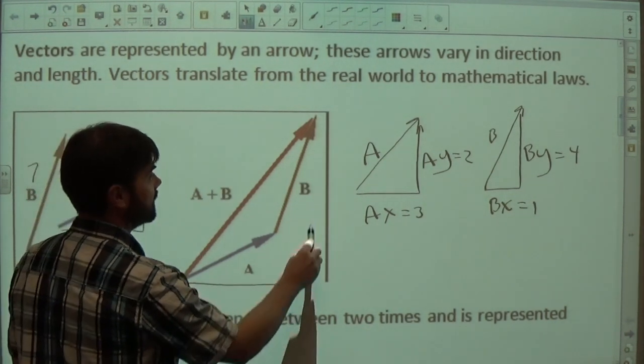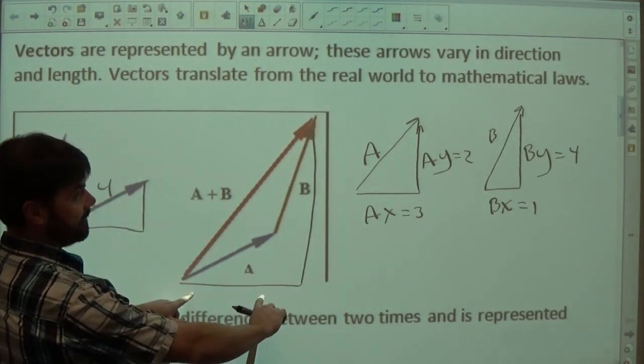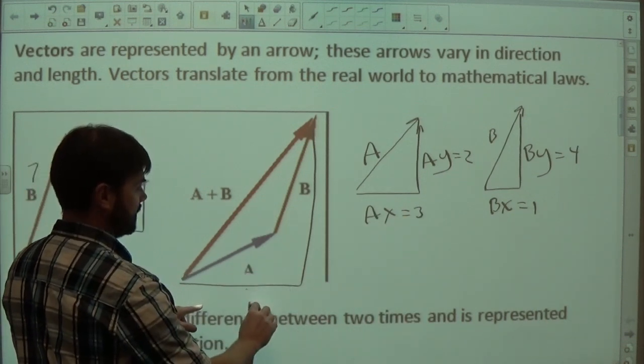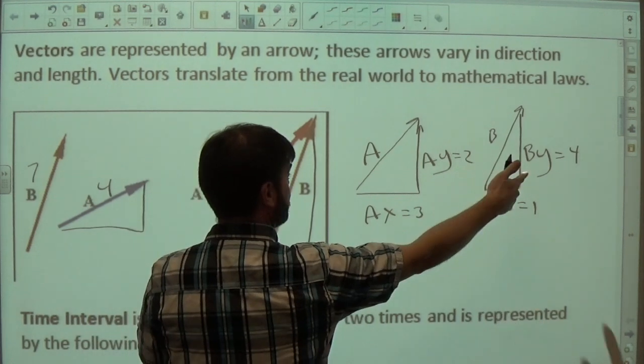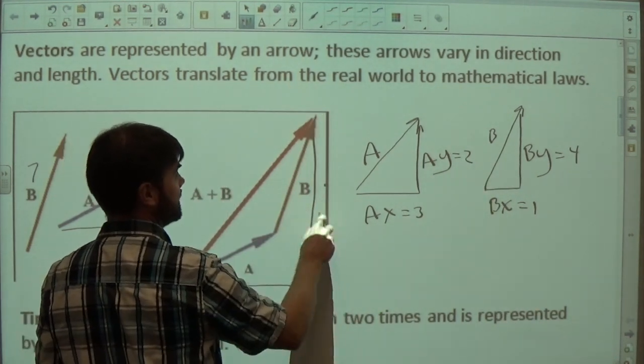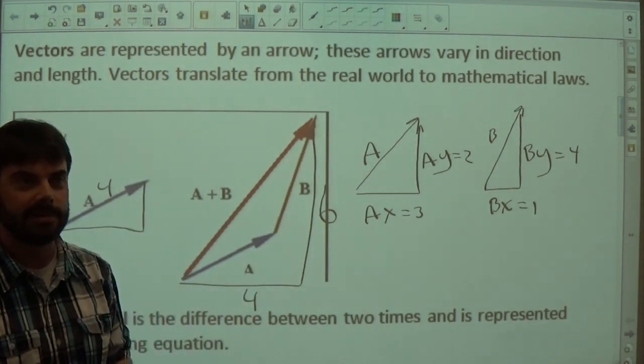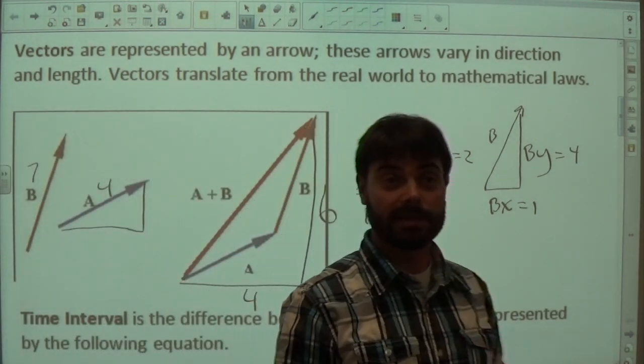then when we go to plug them all together from here to here, I know that the A of X plus B of X in the horizontal direction is just equal to 4, and my A of Y plus B of Y in the vertical direction is just equal to 6. And you could draw the right triangle and summarize the resultant vector.